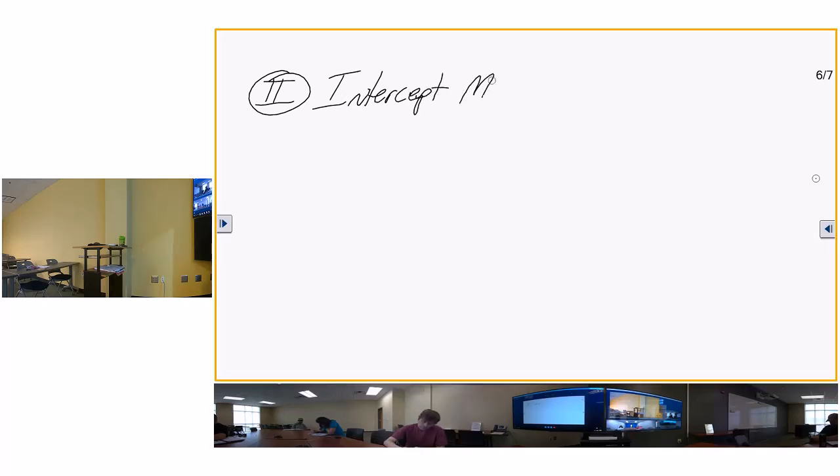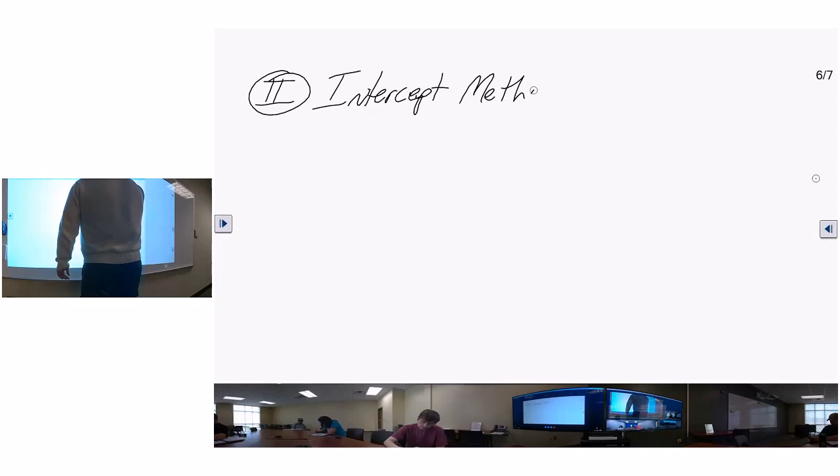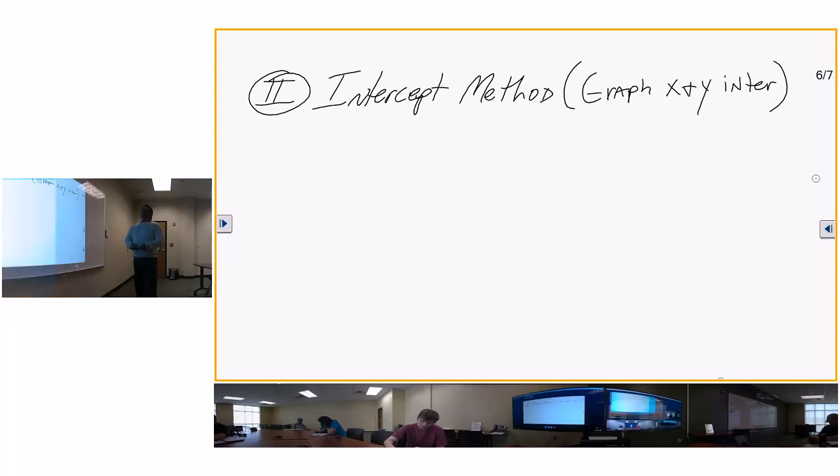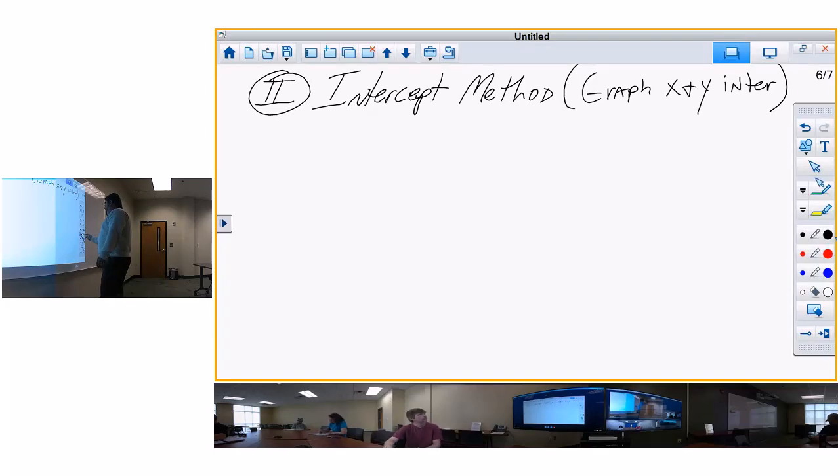And the Intercept Method is what they will say, graph using the x and y intercepts. That's what the directions will say. Graph using the x and y intercepts. When do you use this method? You use it when y is not by itself.